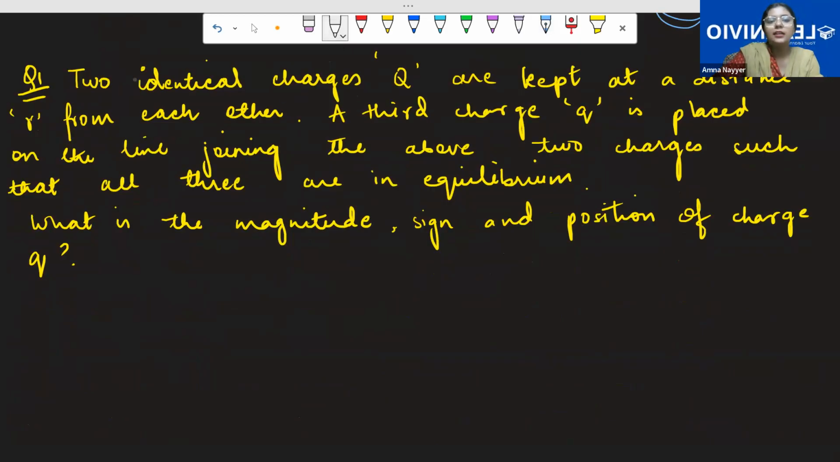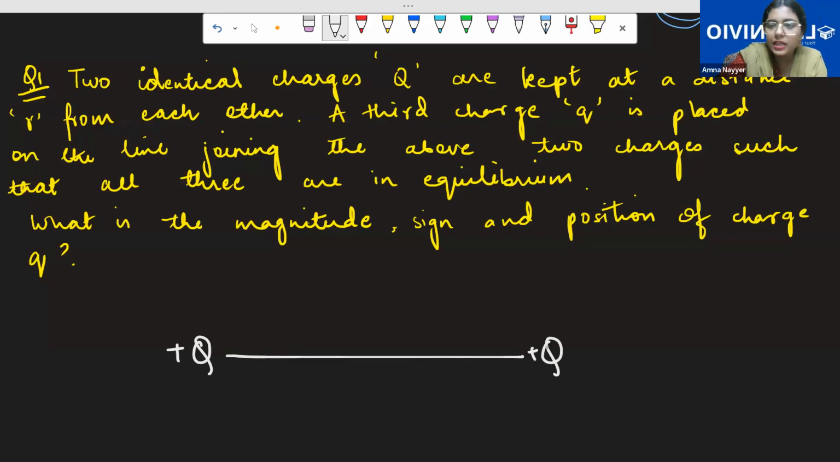This question says that two identical charges plus q are kept at a distance small r from each other. Because no sign is given, I'm assuming that it is positive. Whenever in the exams the plus sign isn't mentioned and nothing is given, it means it's already a plus sign. So q and q are there, and they are kept at a distance of r from each other. This is what is given.